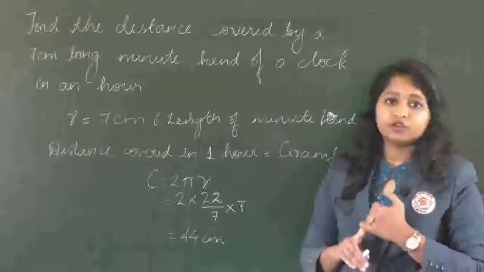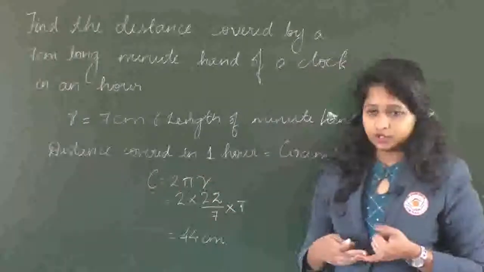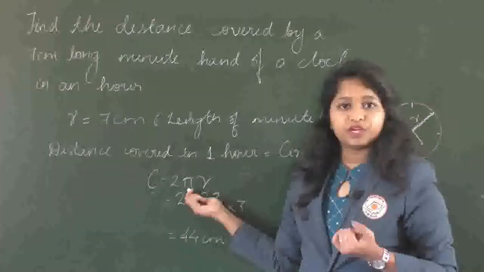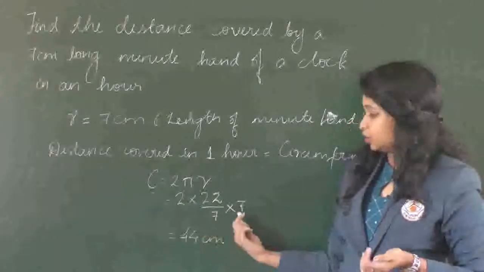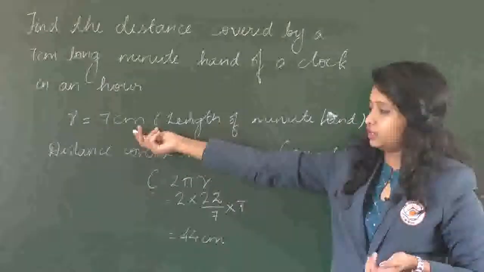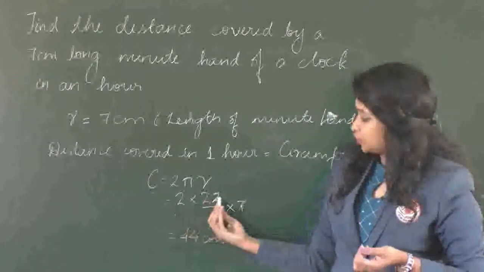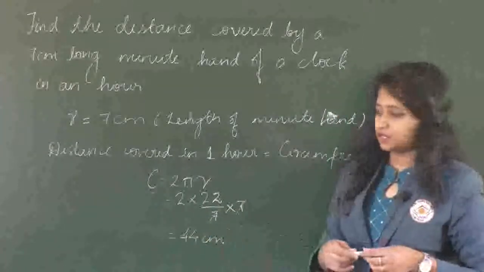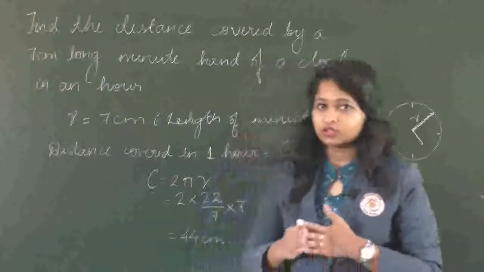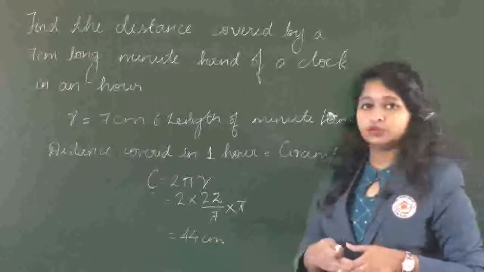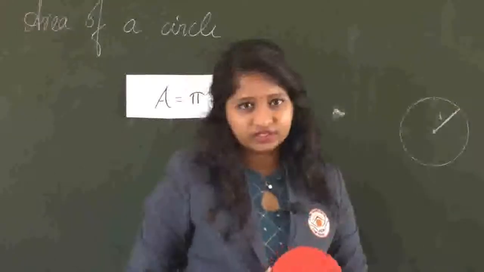So we know the formula for the circumference of a circle, that is 2 into pi into r. We know the value of pi, which is 22 by 7. So 2 into 22 by 7 into 7, that is the radius. So we can cancel this 7. 2 into 22 is 44 centimeter. So the distance covered by the minute hand of a clock in an hour is equal to 44 centimeter. We learned the circumference of a circle, isn't it?